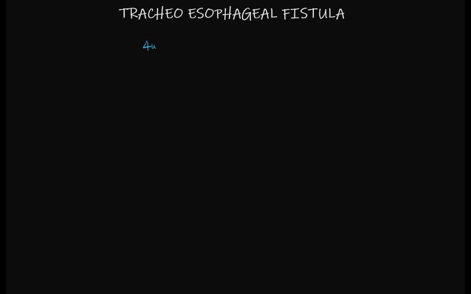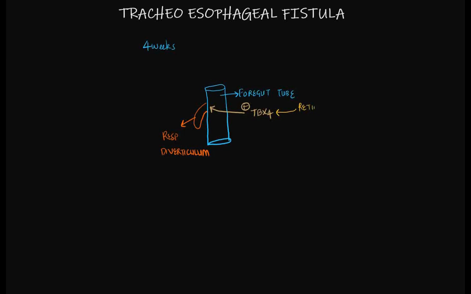So at around 4 weeks of intrauterine life, the foregut tube gives rise to a respiratory diverticulum. The formation of this respiratory diverticulum is induced by the transcription factor TBX4. Now TBX4 is produced by retinoic acid produced by the surrounding mesoderm. So the surrounding mesoderm will produce retinoic acid, which will produce transcription factor TBX4, which induces the formation of the respiratory bud and continued growth and differentiation.